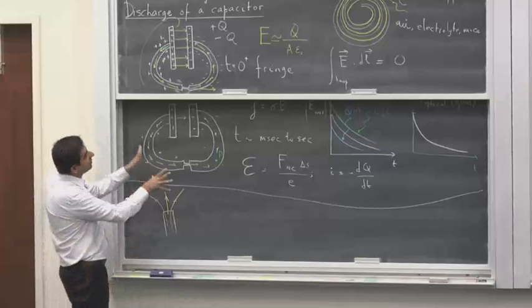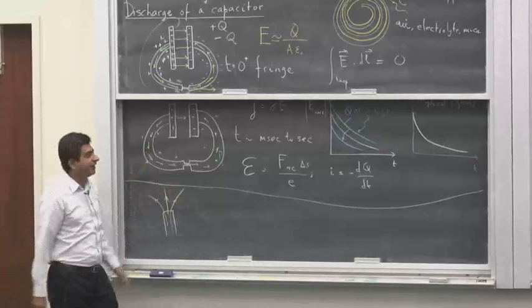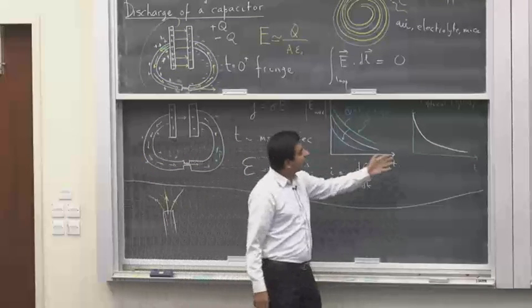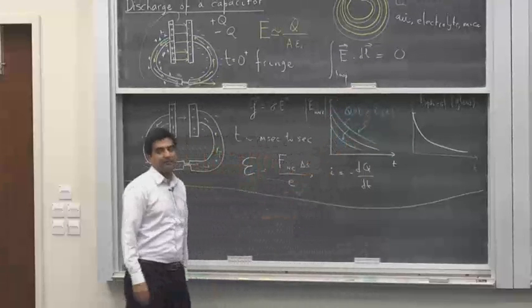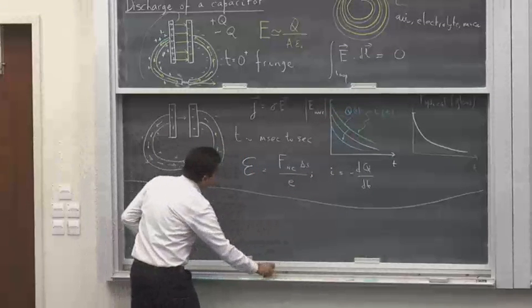Anyway, this is how a capacitor discharges. And this is a rough argument of what the different parameters will look like with time. Remember, there are two time scales in this experiment.